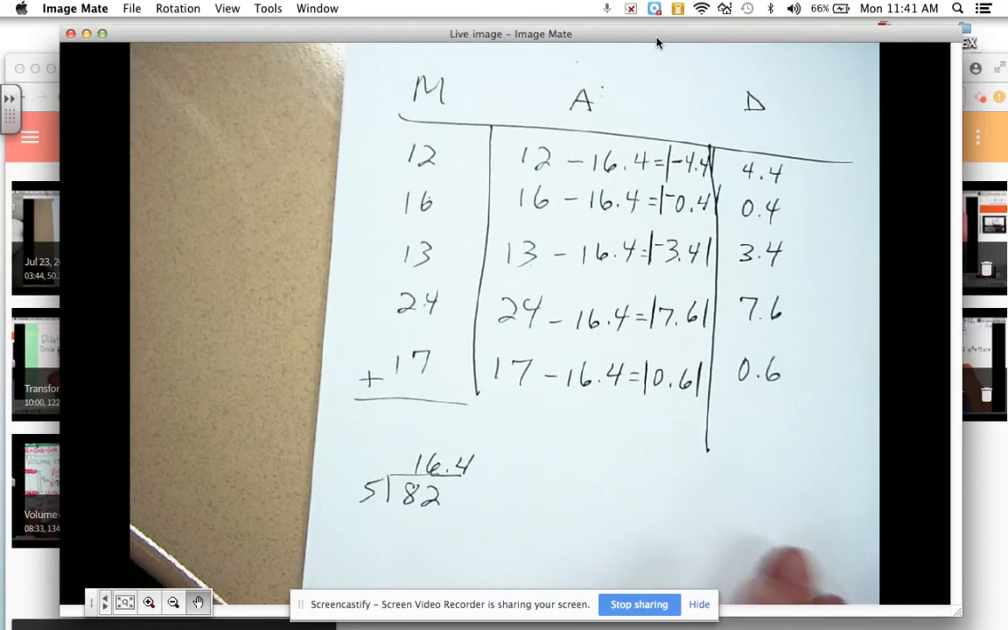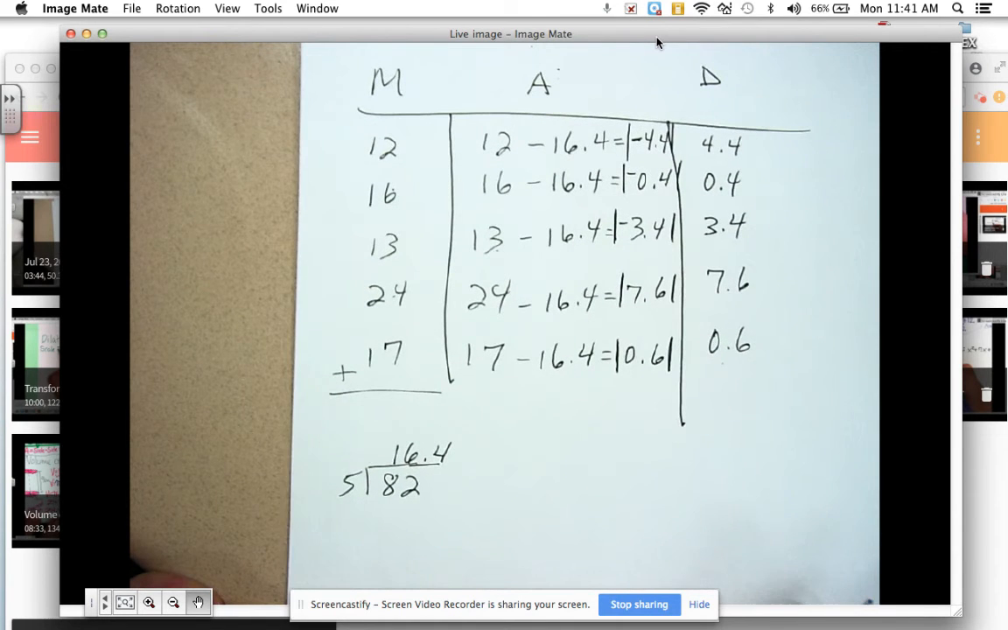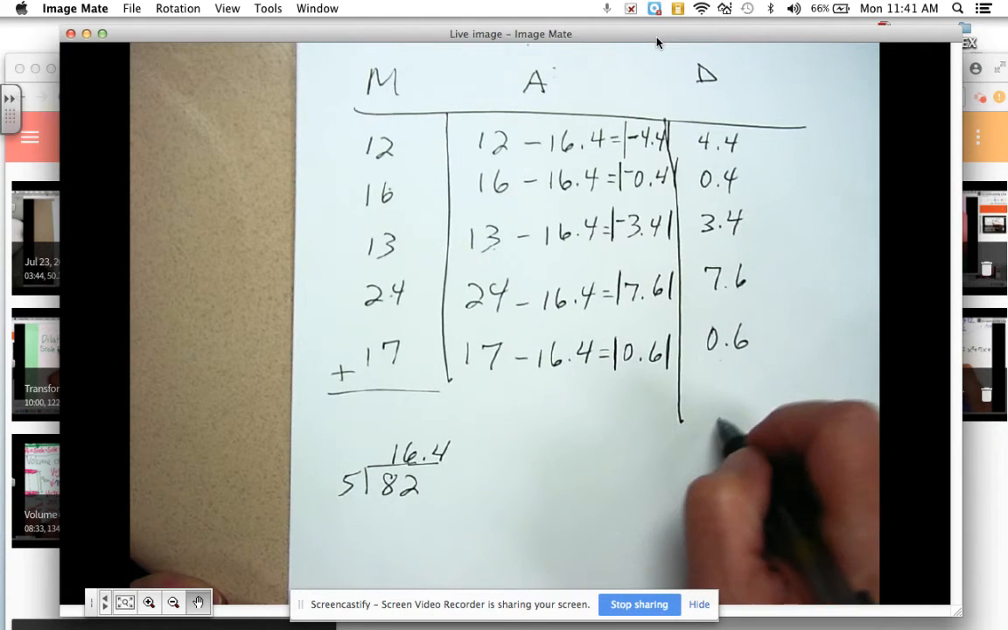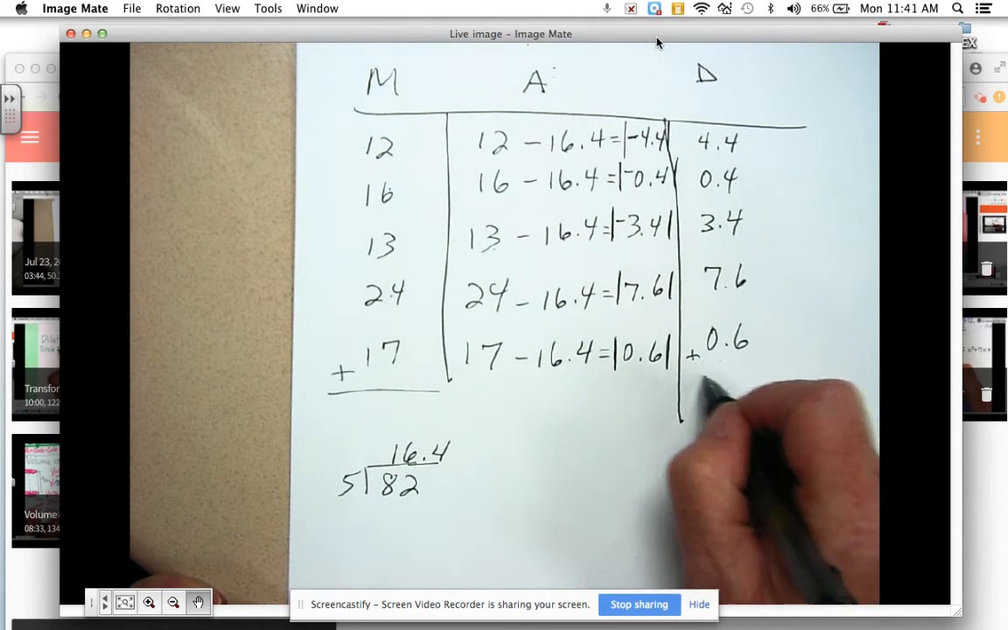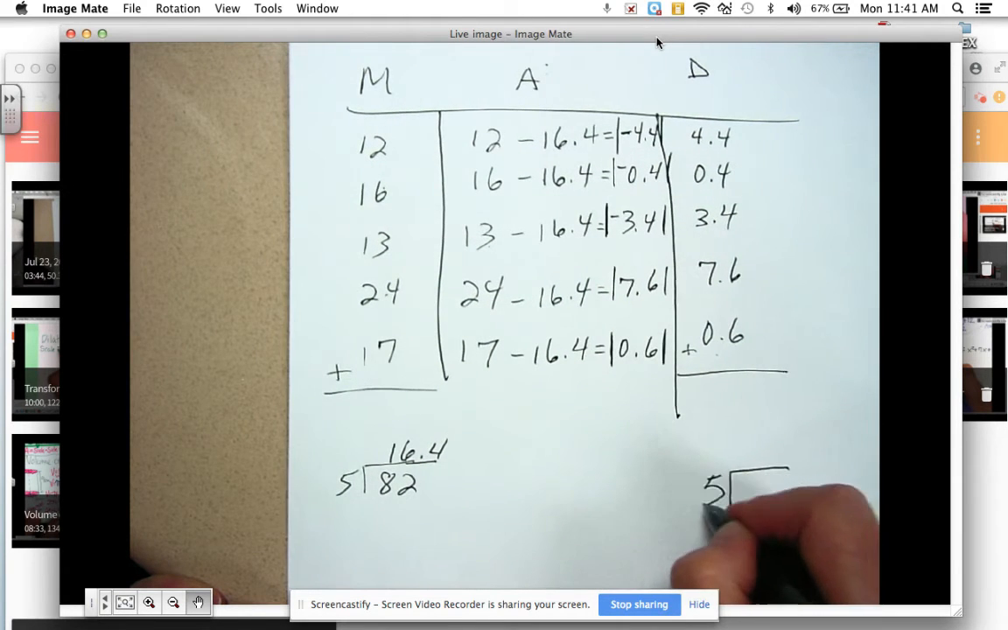Now, does anybody remember what we're supposed to do here? Okay, if you need to go back and look at your notes on your first one, I'll give you a minute to do that. Okay, some of you are realizing that we did have to add them all up. So we're going to go ahead and add them all up. And we do have 5 numbers. We're going to divide by 5.